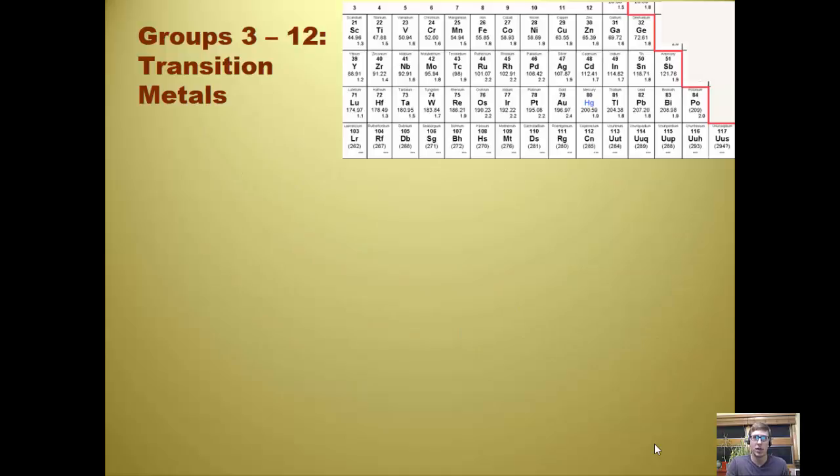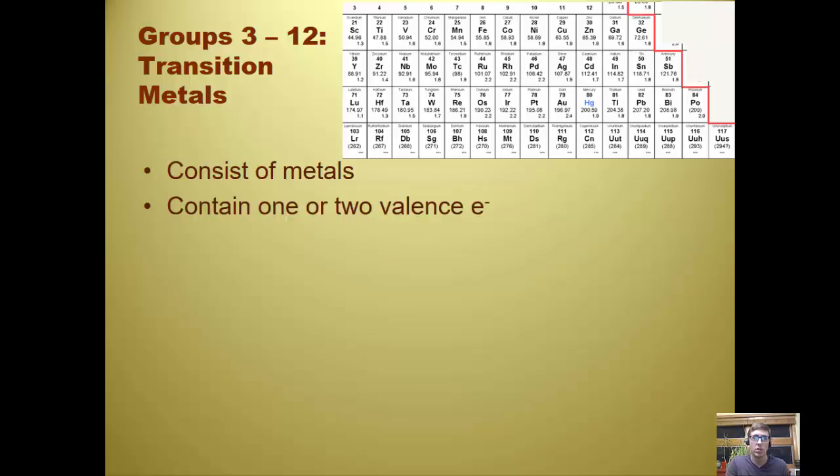Now into the transition metals. There's a lot of them. I am not going to go through all of them. Some of my favorites are gold and platinum, and I guess you could probably guess why. But mercury's in there, and so is zinc and copper and nickel and cobalt and iron. There's a lot of them. They're all metals. They contain one or two valence electrons, but again, there's not a nice pattern to follow, so we don't give you a nice pattern there.